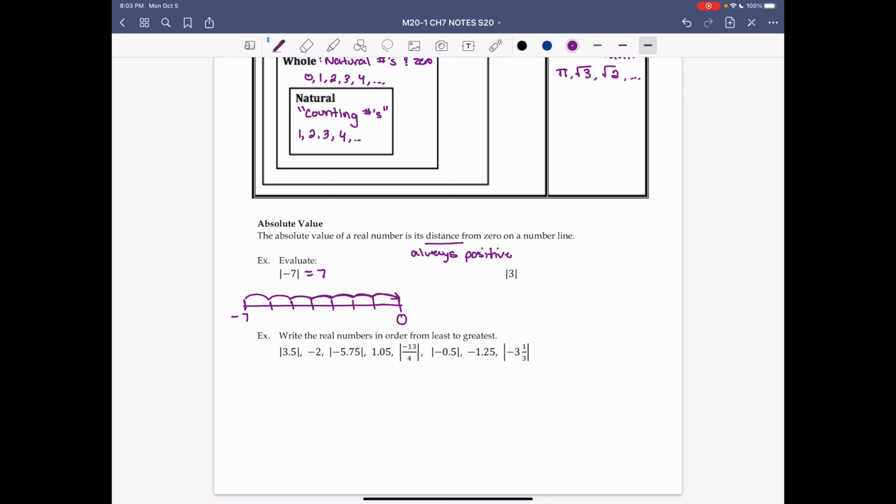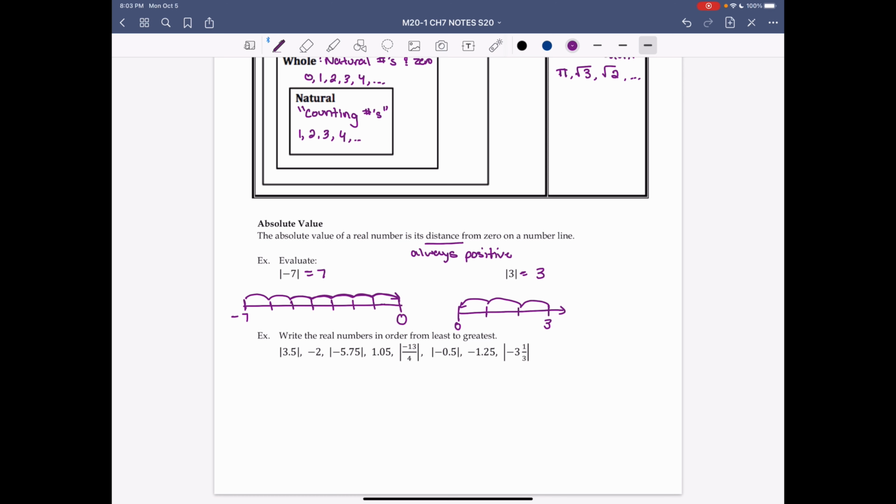Let's do the absolute value of positive 3. We have 0, 1, 2, 3. We go 1, 2, 3 steps to get from 3 to 0. So the absolute value of 3 is 3.